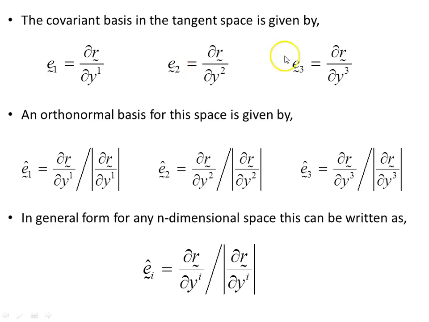The covariant basis in the tangent space is given by E1 as dr/dy1, E2, E3. An orthonormal basis for this space: these are already orthogonal, as we showed in the previous video, but an orthonormal basis is then just taking the modulus of these and dividing each vector by its modulus, as you'd expect, so we produce 3 of them here. Now, not only are these orthogonal to each other, but they are now also of unit magnitude, or unit length. So in general form for n-dimensional space, we can compactly write this as this object here.